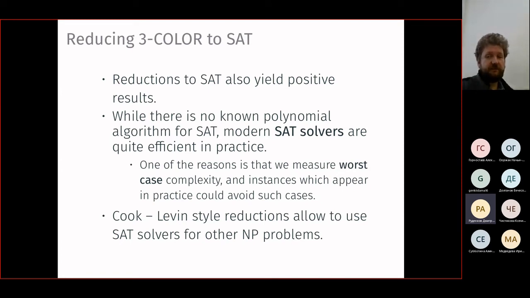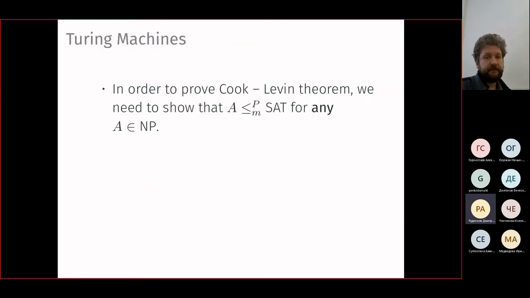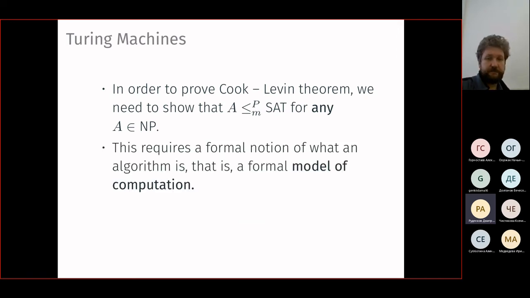And we have these hardest problems in the NP class, and one of them is SAT. And we see how various NP problems can be reduced to SAT, like the coloring problem for graphs, for example. Now, in order to prove the Cook-Levin theorem, we need to show that any NP problem is reducible to SAT. And this requires a formal notion of what an algorithm is. Because by now, we have too vague a notion of an algorithm which makes polynomial computation and stuff like that.